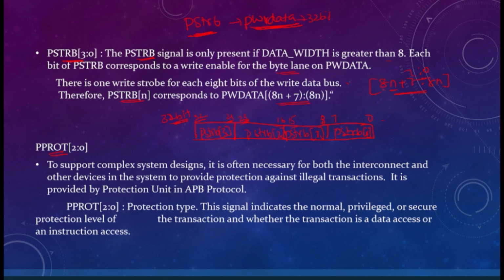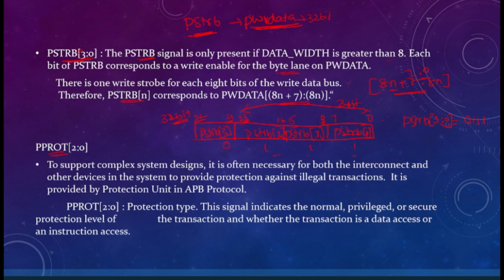So, how do we use this PSTRB? For example, if our PSTRB signal, since it is, as I already told you, 4 bits wide, is 0, 1, 1, 1, then since it is 1, 1, 1, that indicates that we are using only 24 bits for transferring the data. Okay, so based on the PSTRB signal, you can estimate how much data is being transferred.